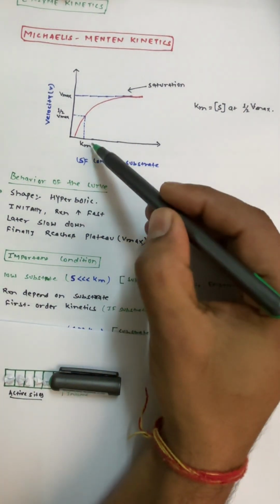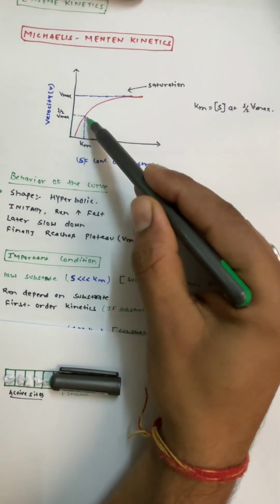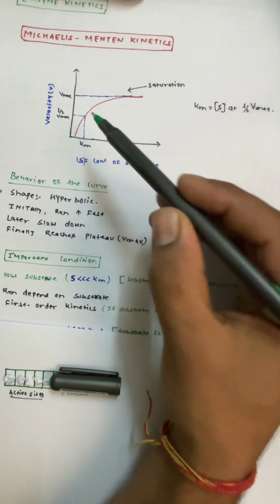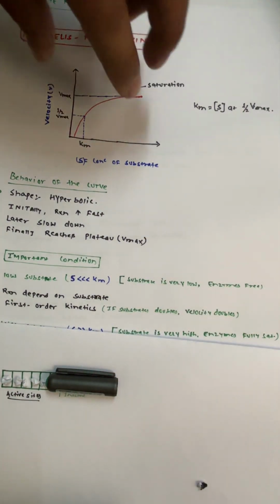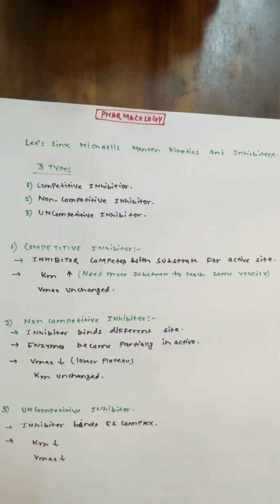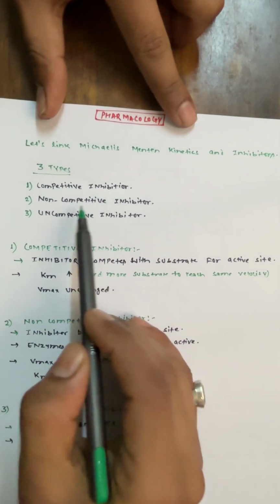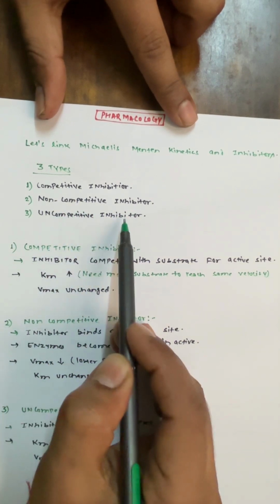When the substrate concentration is Km, the velocity of the reaction will be half of Vmax. Now we'll compare this figure with different inhibitors. So let's link this with the inhibitors. We have competitive inhibitors, non-competitive inhibitors, and uncompetitive inhibitors.